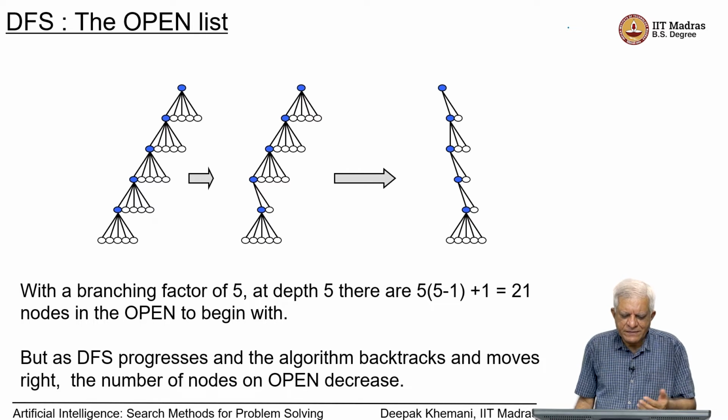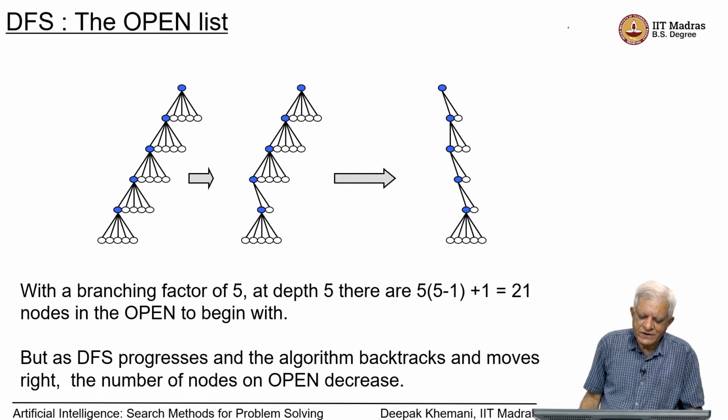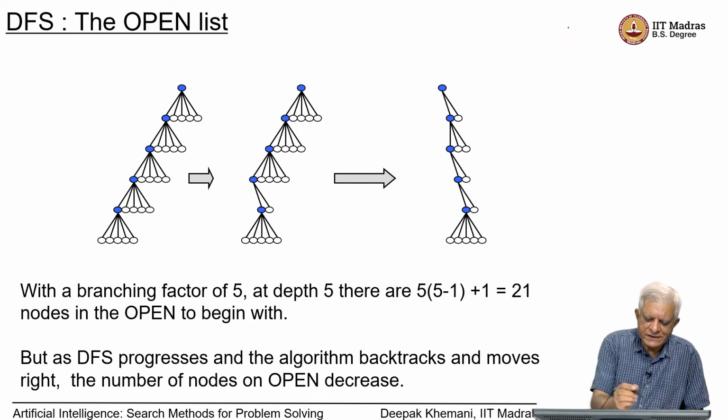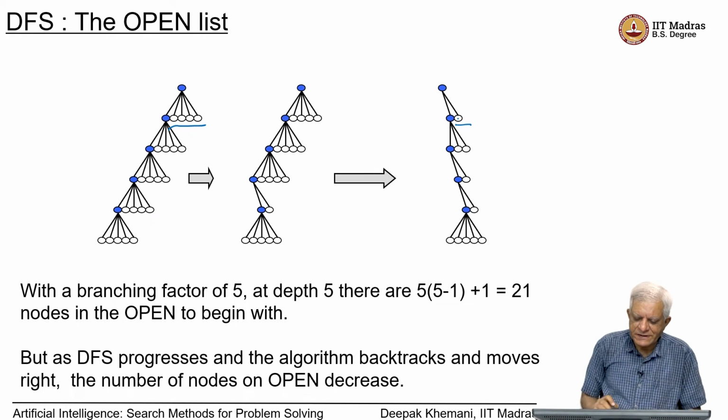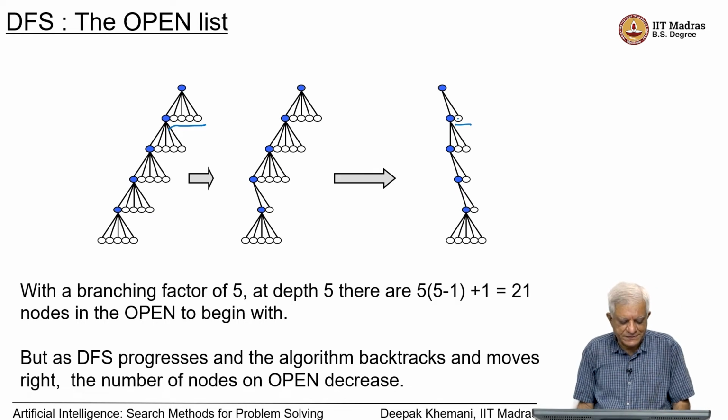And in fact, as I mentioned earlier, as the search sweeps from left to right, the size of open keeps decreasing for depth first search, because we have finished all those nodes. So, initially for example, we had 4 nodes here, and then eventually when we backtrack and come back, there will be only 1 left essentially. So, the size of open keeps decreasing.